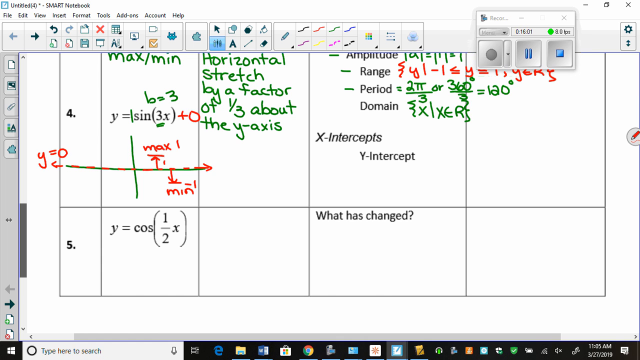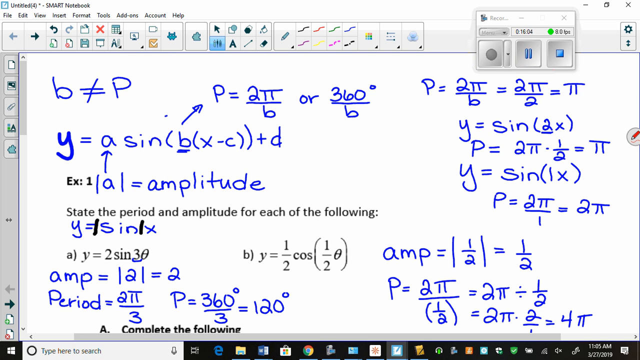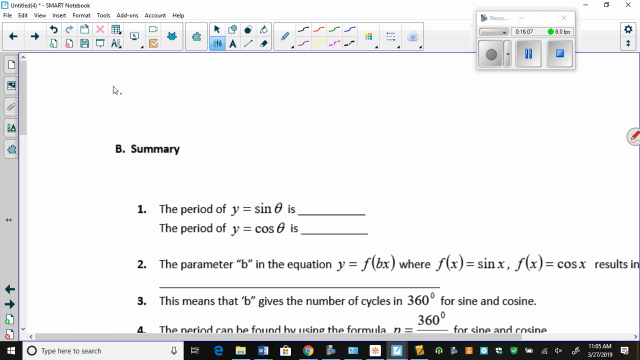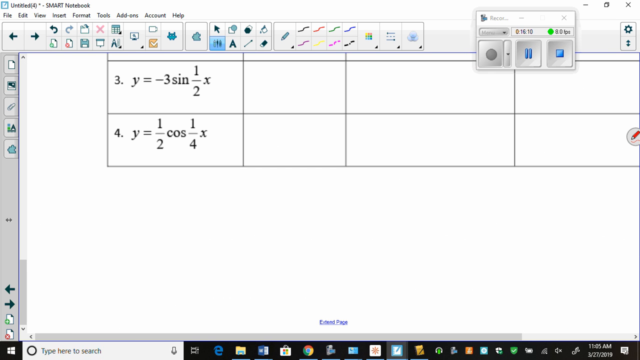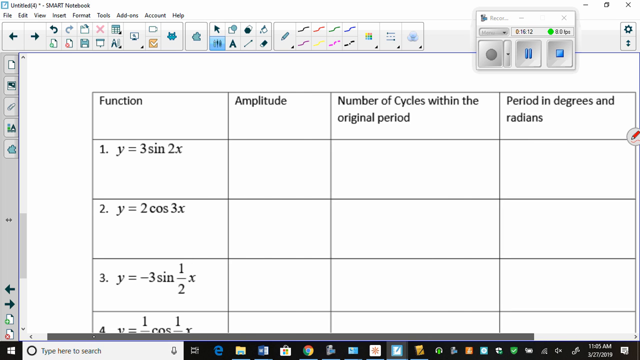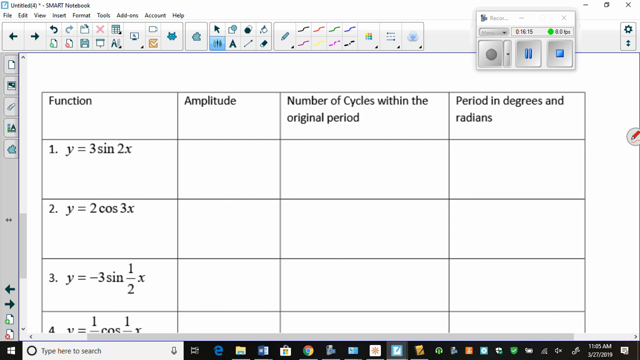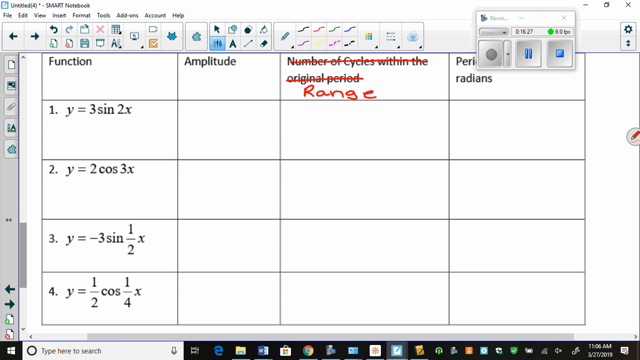Okay, we're going to flip over. Instead of number of cycles, don't really care about this. I want range. So I want the amplitude, I want the period in degrees and radians, and I want the range. All of these happen to have midlines at 0. And people freak out. They're like, I don't know if it's with the x. If they don't have brackets around it, if it makes you feel better, throw some brackets around it. It's with the x. Okay? So I want these 3 answered.